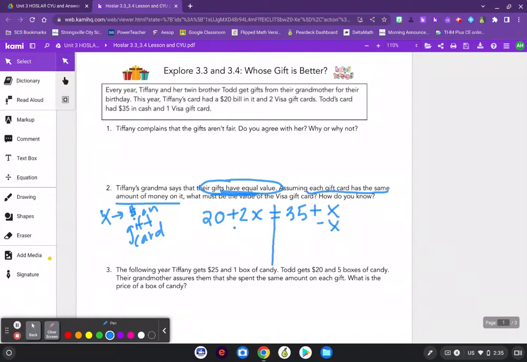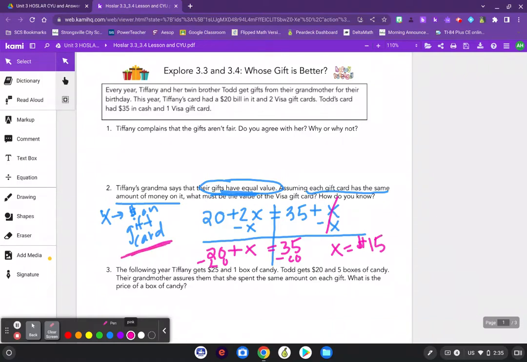My suggestion is always to eliminate the variable on one of those sides if I can do that. When I do that, the X's on the right go away, and I have 20 plus X on the left side equals 35. I'm going to subtract 20 on both sides to get X by itself. When I do that, I get that X is 15. Now remember, the X represents the money on the gift cards. There's $15 on each gift card.